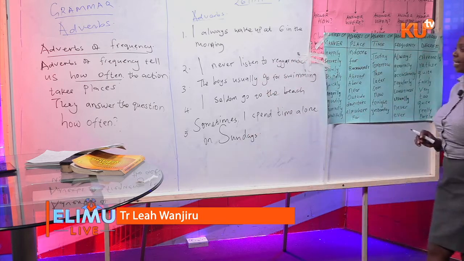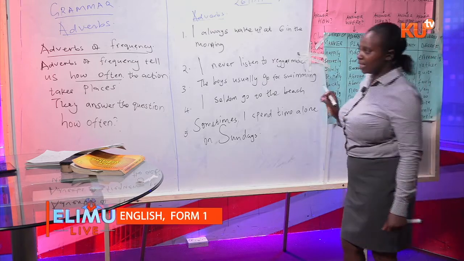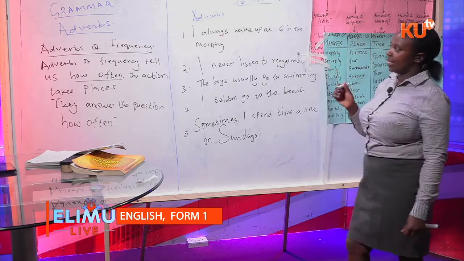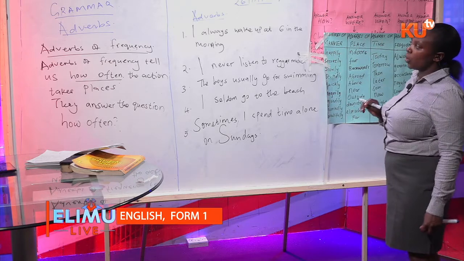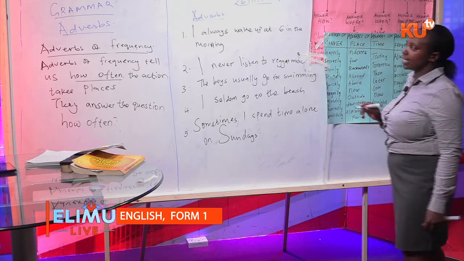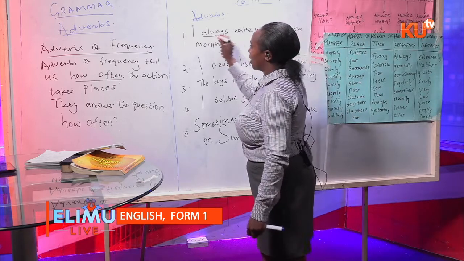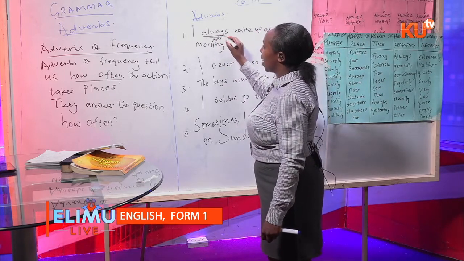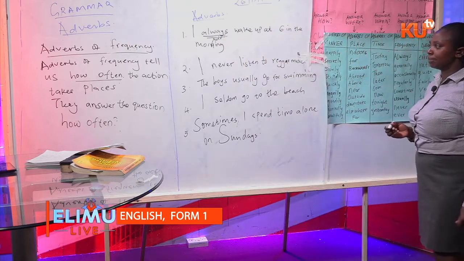Yes, let us look at the examples in sentences. And we are focusing on the adverbs of frequency. The example number 1, I always wake up at 6 in the morning. How often? Always. I do it always. Therefore, always becomes our adverb of frequency.